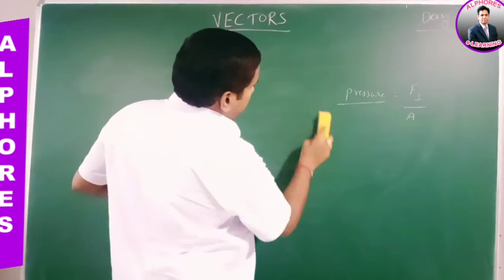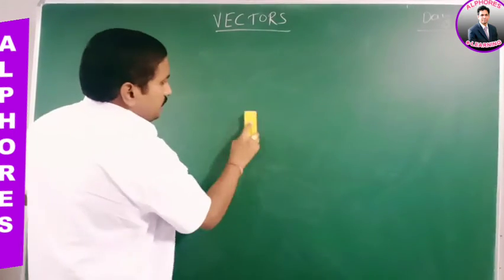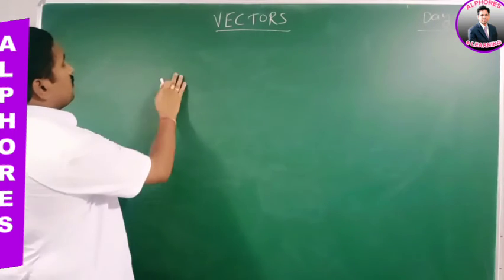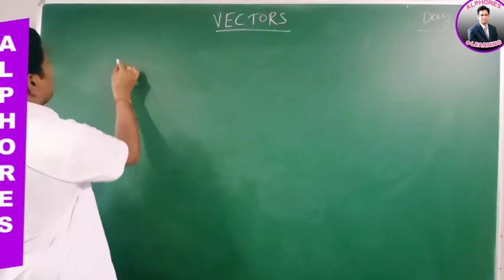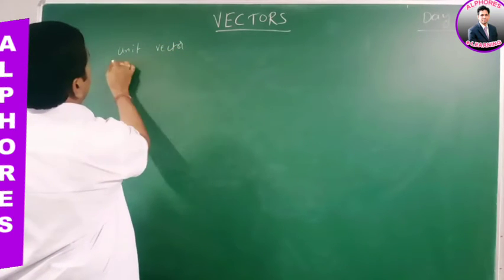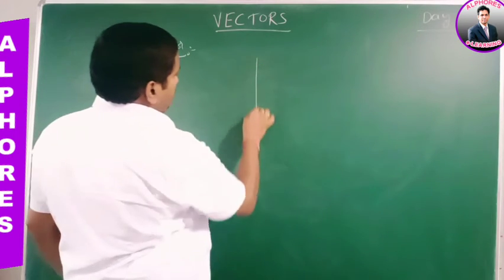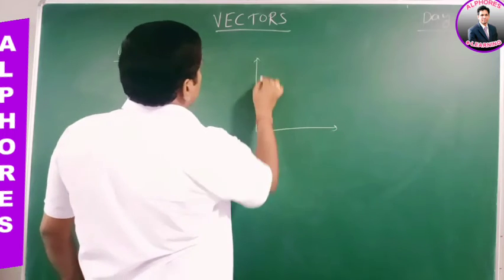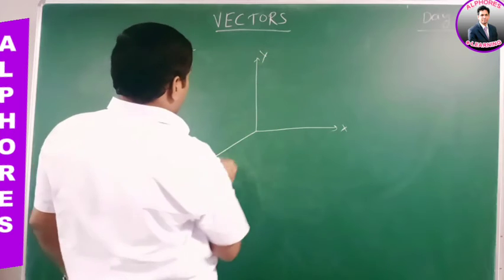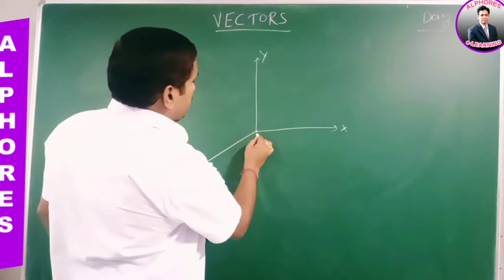Now listen all of you. After completion of this classification of physical quantities, the vectors are classified into so many types, and on that I am explaining the concept of unit vector. What is meant by unit vector? For example, let us say I am taking a three-dimensional reference frame like x, y, z axes. This is nothing but the rectangular coordinate system. Suppose this is the origin.